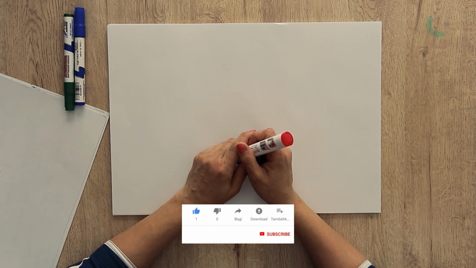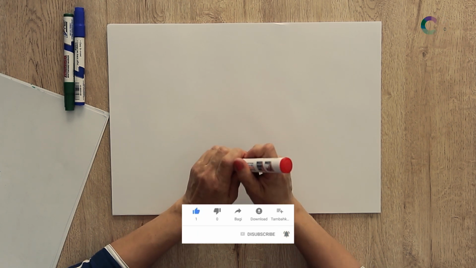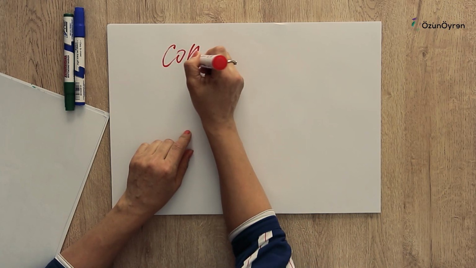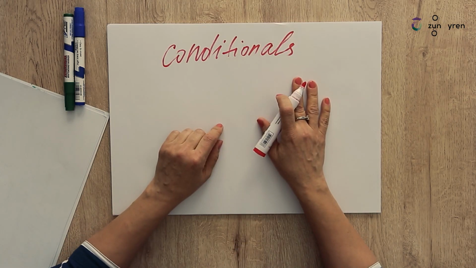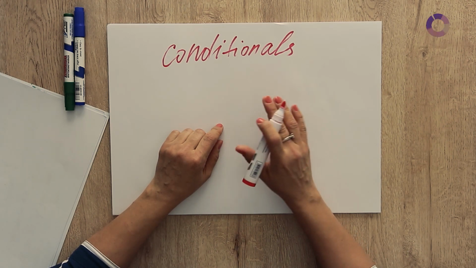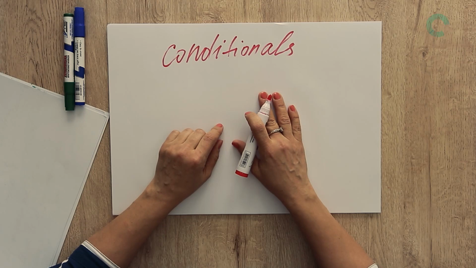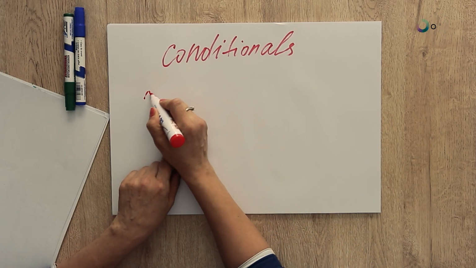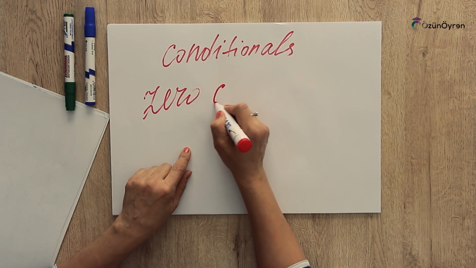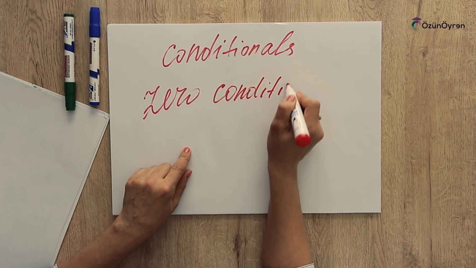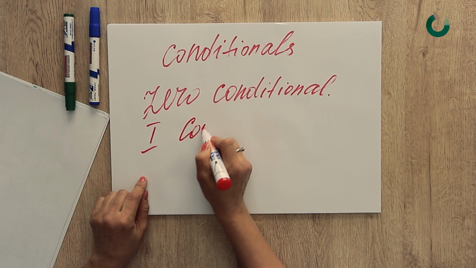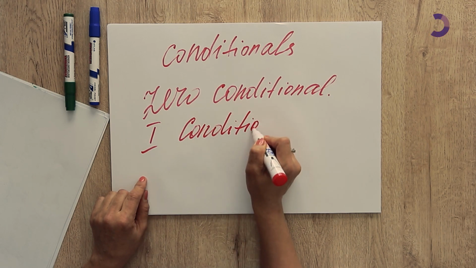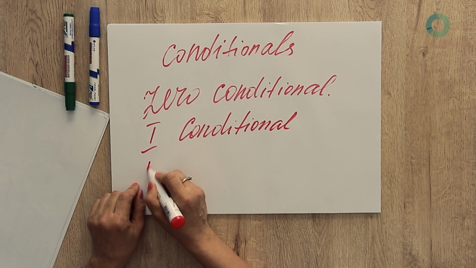Okay, hello children. Today I'm going to tell you about the conditionals. So, there are many kinds of conditionals in English, but I'm going to tell you about three of them. Zero conditional, first conditional, and second conditional.